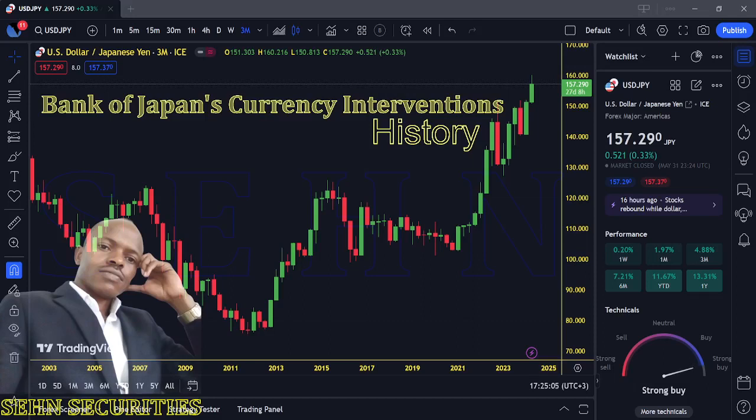Hello traders, how well do you understand central bank interventions? How do you trade during such events? The Bank of Japan is a prime example of an institution that regularly engages in currency interventions whenever the yen tends to move in one direction.